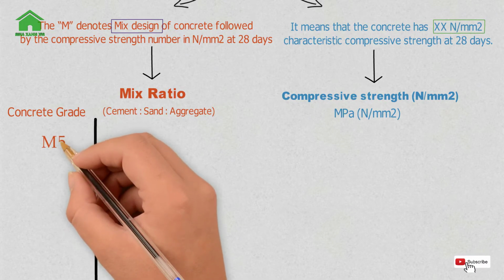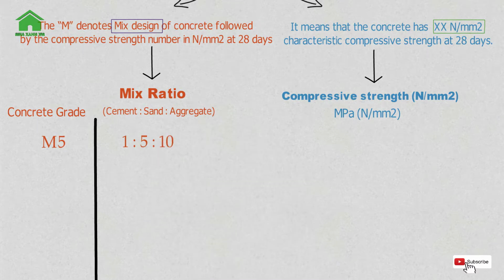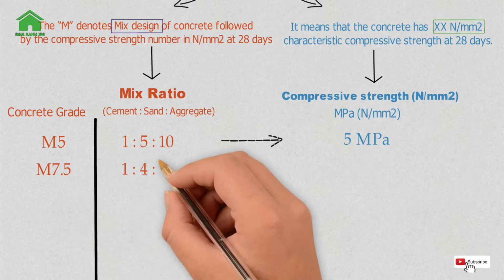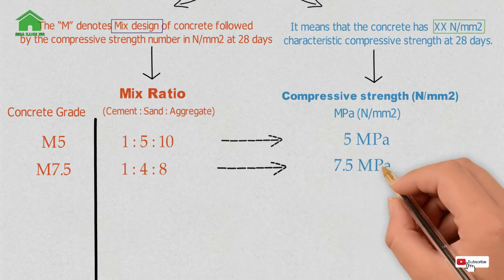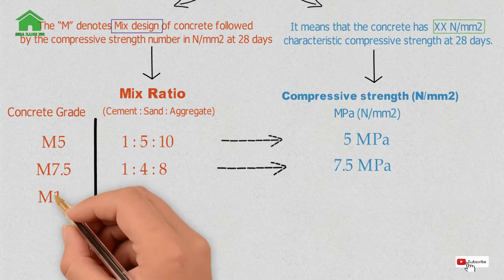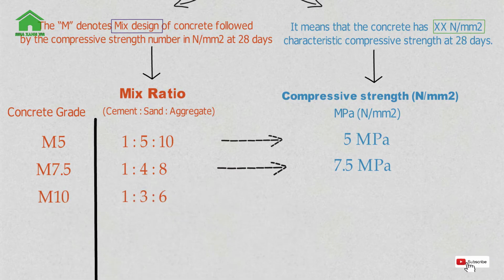Now look at this table. Concrete grade M5 with ratio 1:5:10 is 5 MPa. M7.5 with ratio 1:4:8 is 7.5 MPa. M10 with ratio 1:3:6 is 10 MPa.